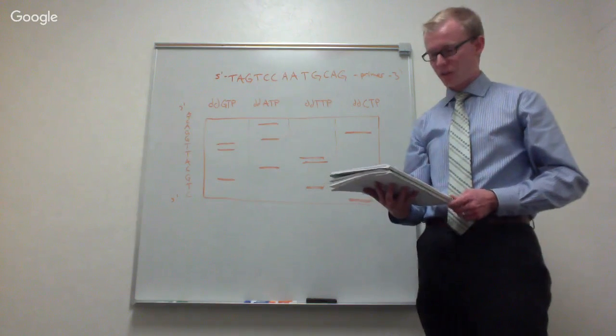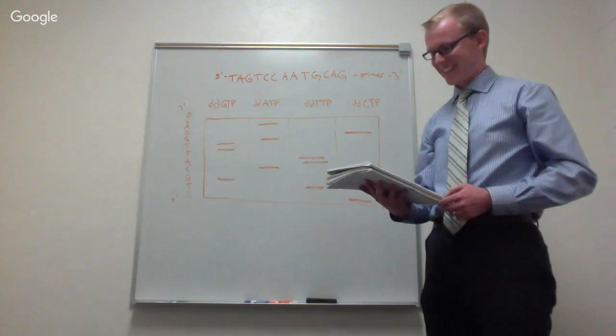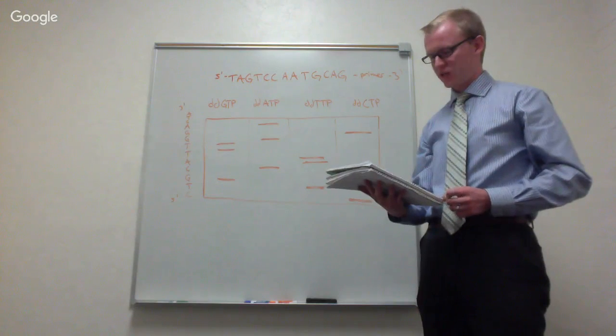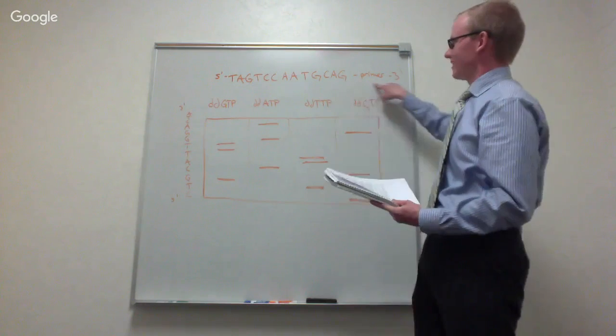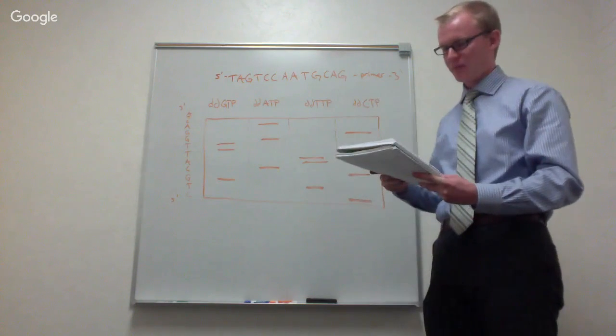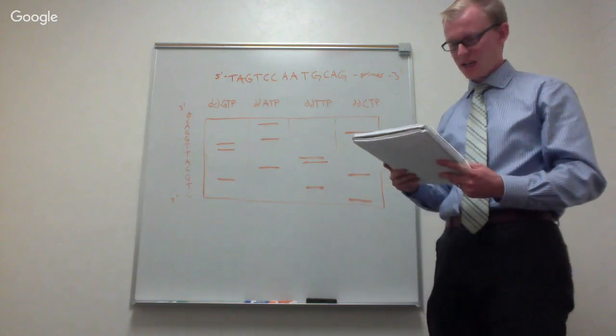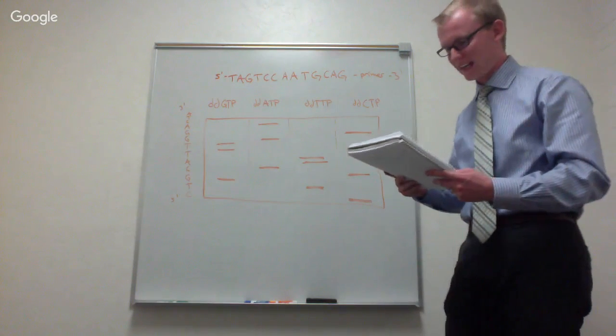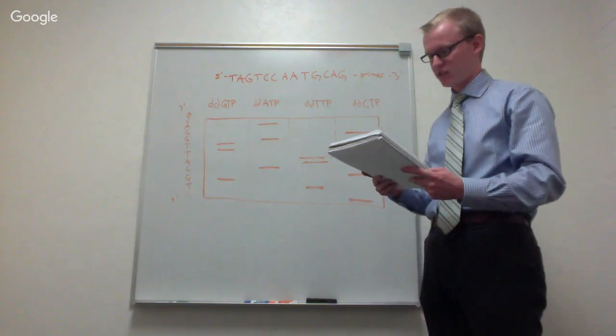We're going to start with number 1. We are using the Sanger method to determine the nucleotide sequence of the DNA molecule shown above, as it's written up there. So question A is asking what the banding pattern would look like on the gel.